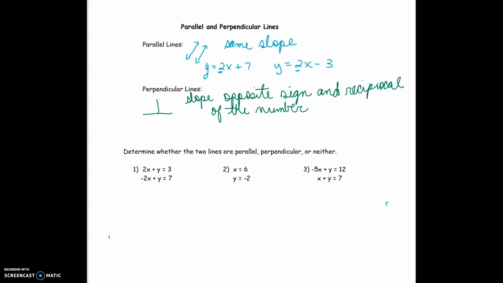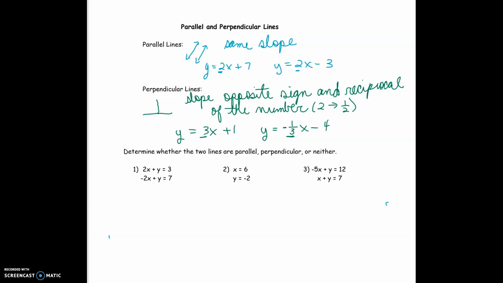So when I'm saying opposite sign, that means if it's a positive, then it becomes a negative. Reciprocal of the number means that if it's 2, it becomes 1/2. So this would be an example, 2 to 1/2. Okay, so opposite reciprocal. So an example, y equals 3x plus 1, and y equals negative, the opposite sign of the 3, and the reciprocal, which is 1/3 x minus 4. Okay, that's opposite reciprocals. So opposite sign, reciprocal of the number.